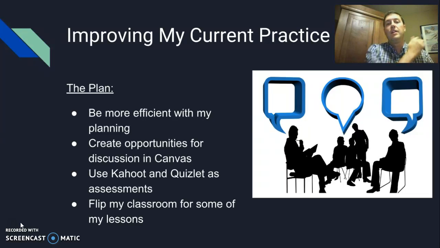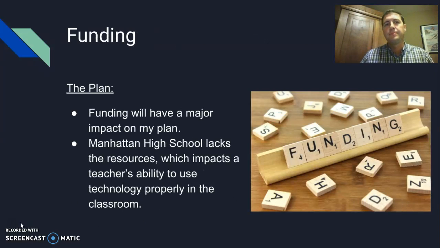And then a lofty goal could be that I flip some of my lessons, meaning that students watch a presentation, participate in class at home, and then do some homework and have more of a discussion in the classroom the next day. That one might be a little bit down the road just because of the technology at our school.